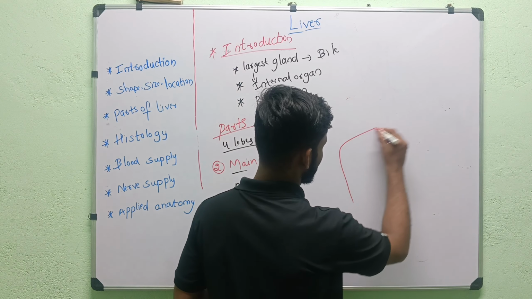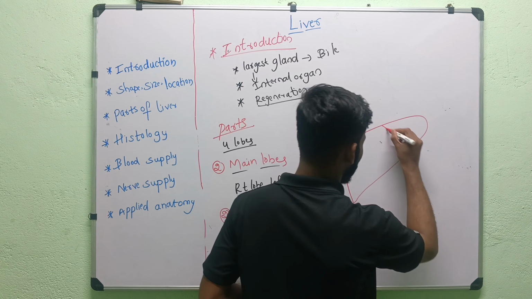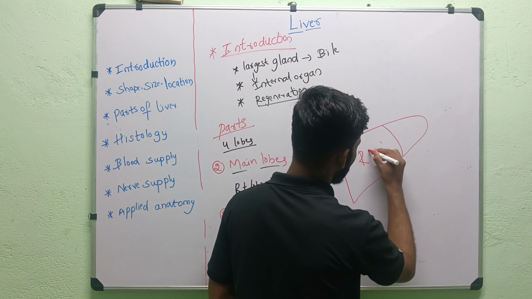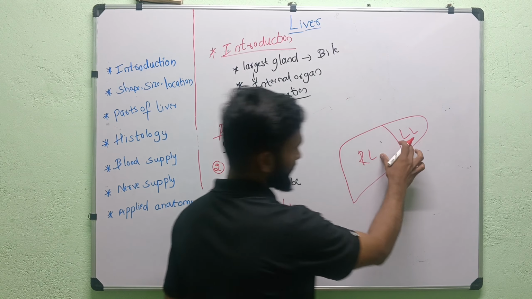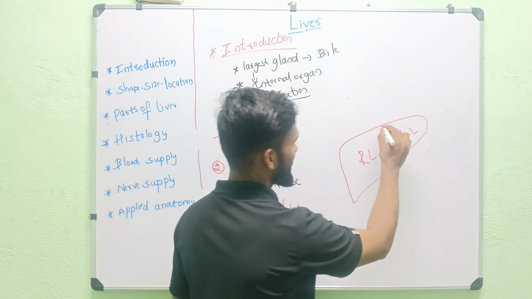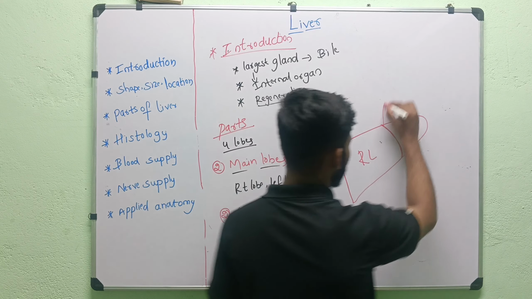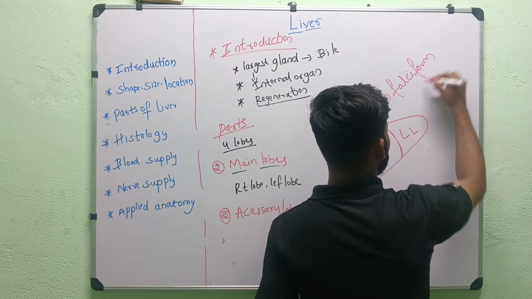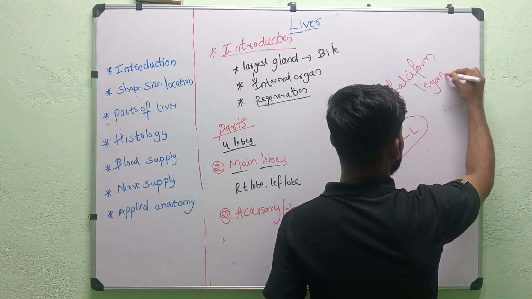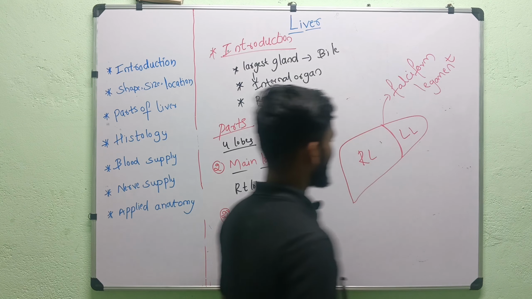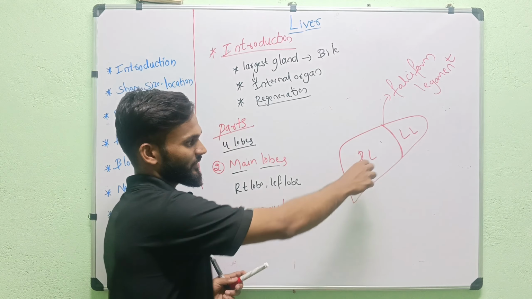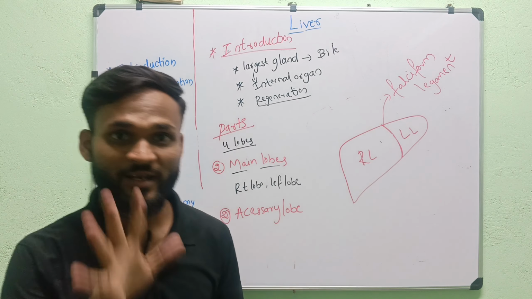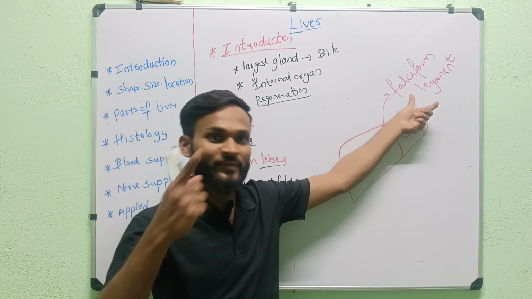This is your liver. Mainly it has 2 lobes. One is the main lobe or right lobe, and the other is your left lobe. Both lobes are separated by this ligament, which is known as the falciform ligament. The 2 main lobes are the right lobe and left lobe, separated by one specialized ligament, the falciform ligament.